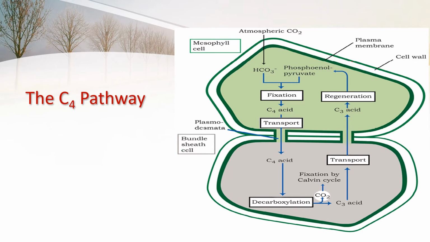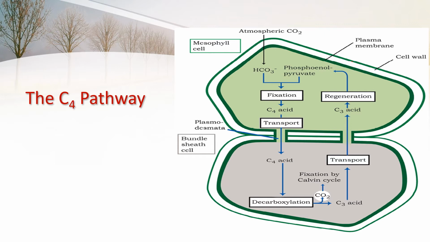Let's now see the C4 pathway, the Hatch-Slack pathway. If you take the cross section of the leaf, we have epidermal cells, and beneath this we have mesophyll cells, and inside there are vascular bundles. Surrounding the vascular bundles there is a bundle sheath cell. If you take a single mesophyll cell and bundle sheath cell, we can see how the C4 pathway takes place.